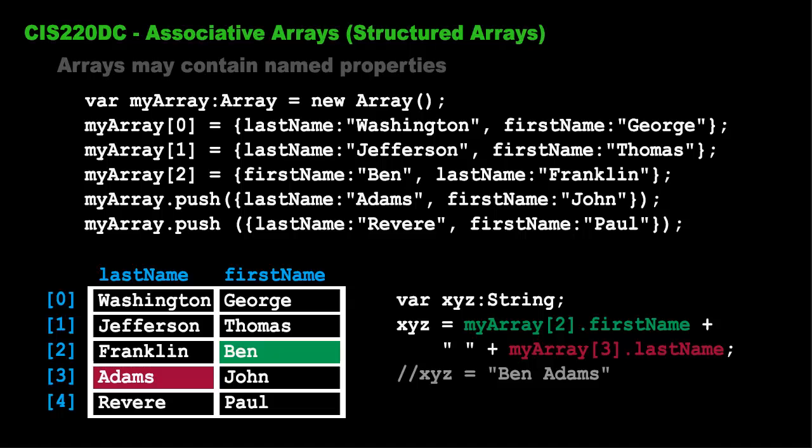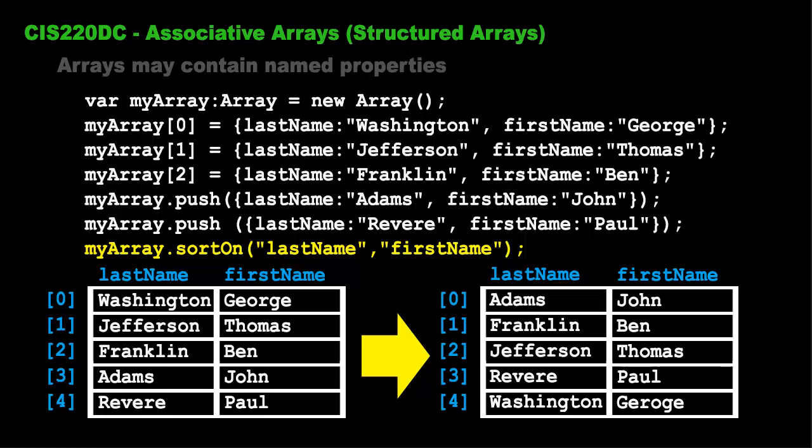So over here on the bottom right, I've created a variable called xyz, which contains a string, and it's going to equal myArray sub2 dot first name, that's going to be Ben, plus a space, plus myArray sub3 last name, that's going to be Adams. So the result is xyz equals Ben Adams.